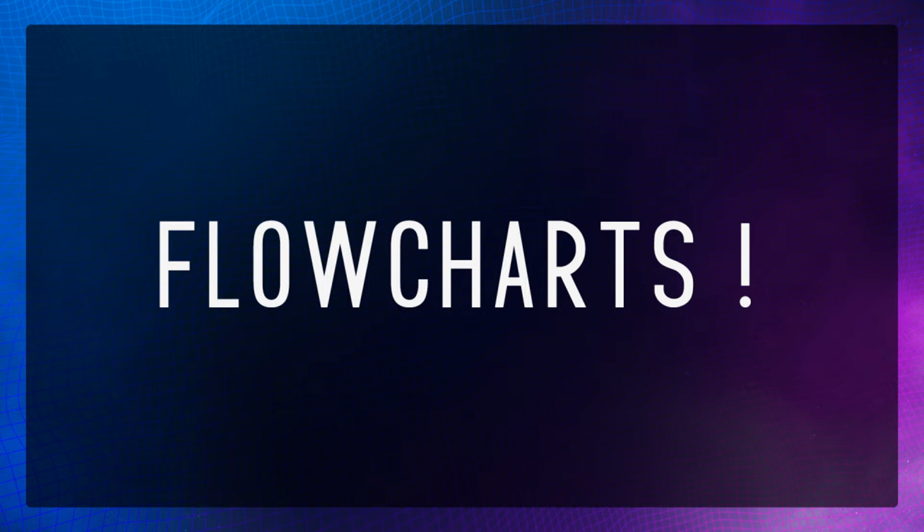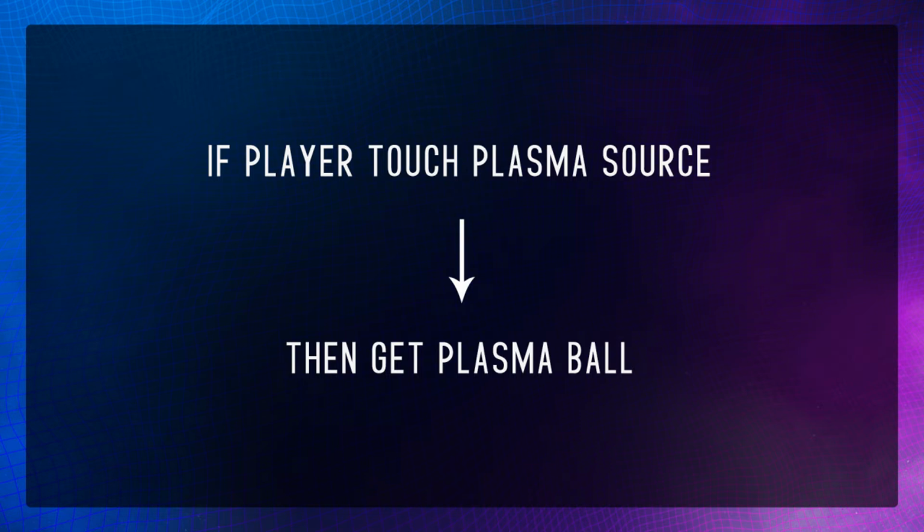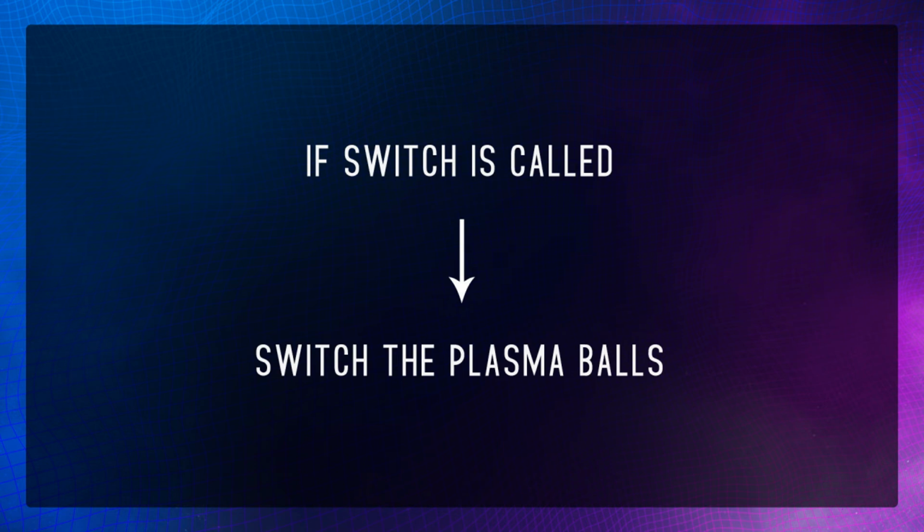When the ability is used, using what we already have written for it in the other script, we want to be able to trigger the ball of plasma in front of us, without knowing which ball it is. So these simple actions can be summarized with three flowcharts. The first two are just actions and consequences. So if the player touches the plasma source, then get a plasma ball, and if switch is called, then switch the plasma balls.